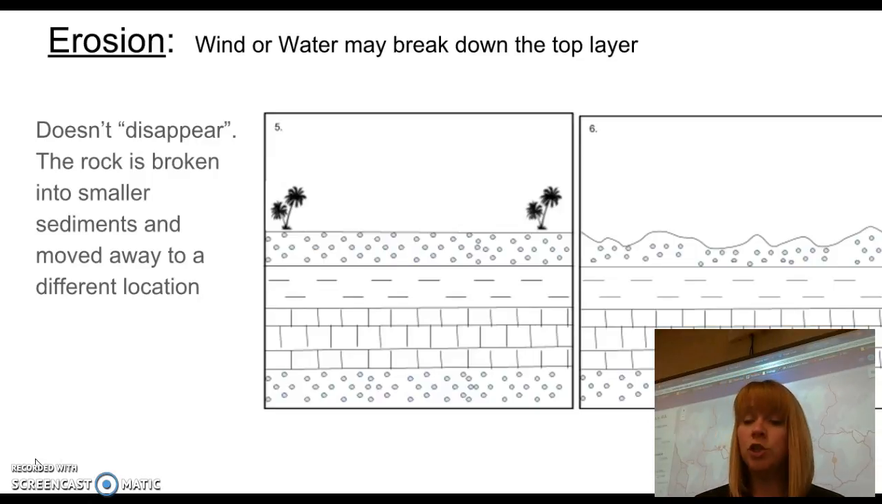Okay. And we show that on our image here as a little, wavy line at the top, that just some of those layers have been broken down. Now that sediment is still there somewhere. It's just moved to a different location.